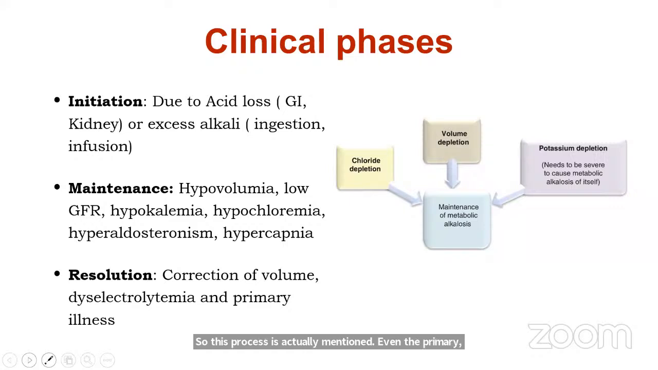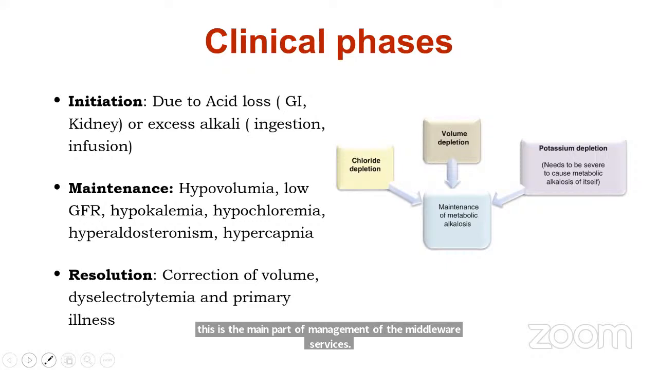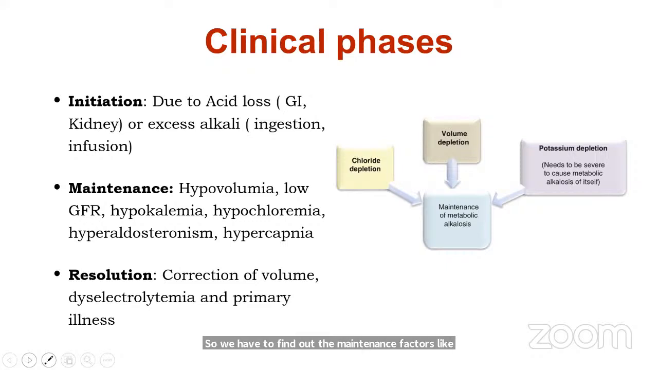The second is the maintenance phase. This process is maintained even when the primary illness has abated, and the alkalosis may continue because of hypovolemia, low GFR, hypokalemia, hypochloremia, hyperaldosteronism, and hypercapnia. I will be discussing this maintenance phase later on, because this is the main part of the management of metabolic alkalosis. We have to find out the maintenance factors like hypovolemia, hypokalemia, hypochloremia, hyperaldosteronism, and hypercapnia, and treat these things to treat your metabolic alkalosis. And the third phase is the resolution phase, when you correct these electrolyte problems and your volume status, and you treat the primary cause, and the problem gets over.